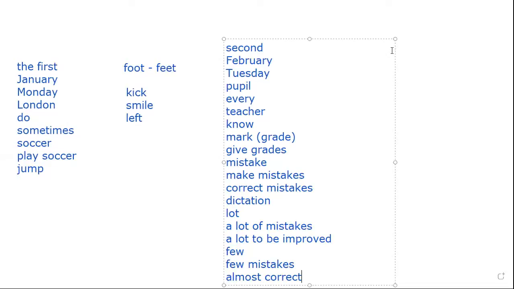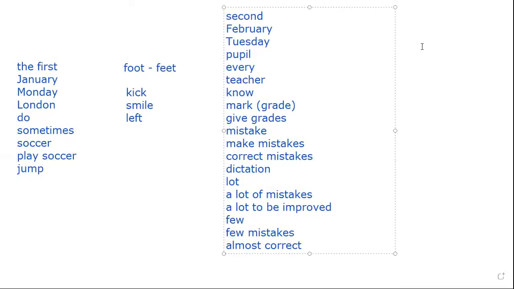And let me even add here, not so much to be improved. So this is few, not many. But if we say a few, this is going to mean a different thing. This is going to mean several. So few is not many. A few is several.